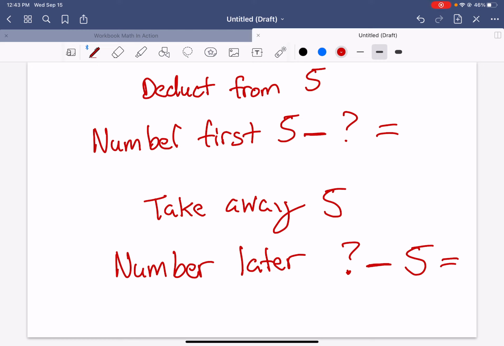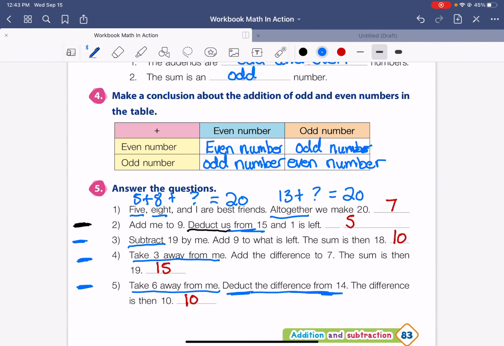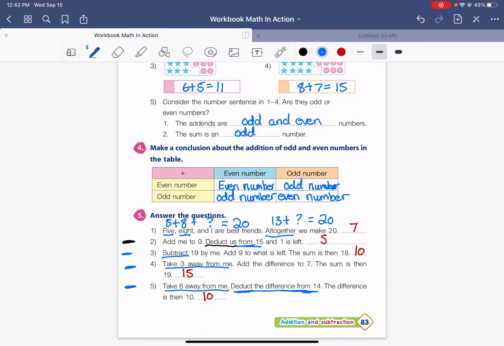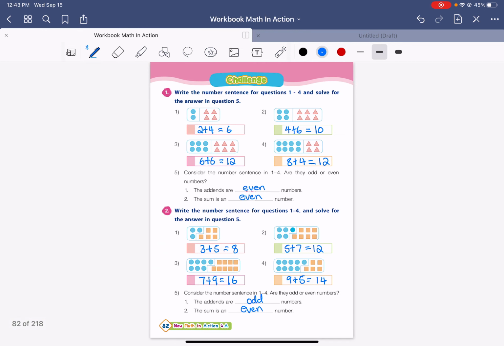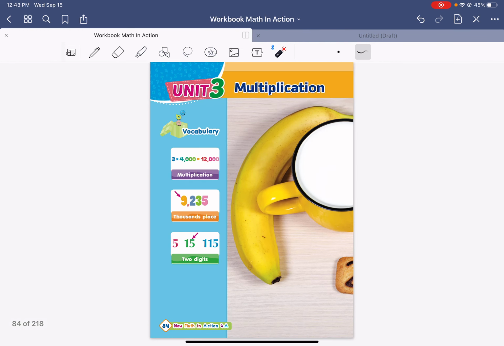There I messed up a bit because I didn't clarify, but let's clarify that. All right, deduct from 5, take away 5, different, right? But they're both minus, right? Deduct and take away are both subtraction. All right, these aren't too important. They're a little bit trick questions. It is a challenge, okay? All right, next time we're gonna do multiplication.